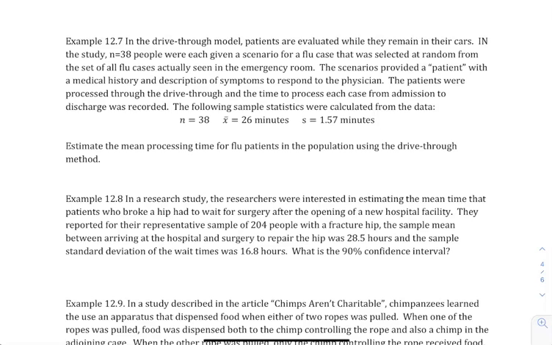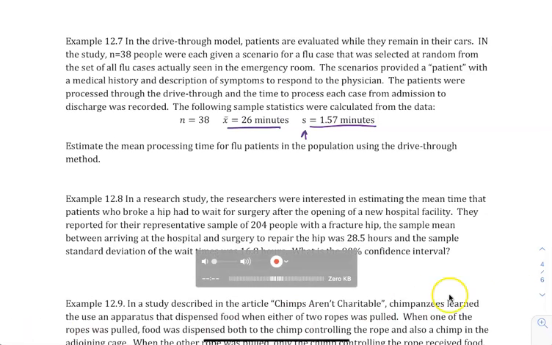In example 12.7, we're looking at the drive-through model that we talked about in the introduction, and patients were evaluated while they remain in their cars. So they had 38 people that were given those scenarios, and in this case, the sample mean was 26 minutes with a 1.57 standard deviation. So let's estimate the mean processing time for the population. So we do a confidence interval. We need to do a t-interval because we only know the sample standard deviation.